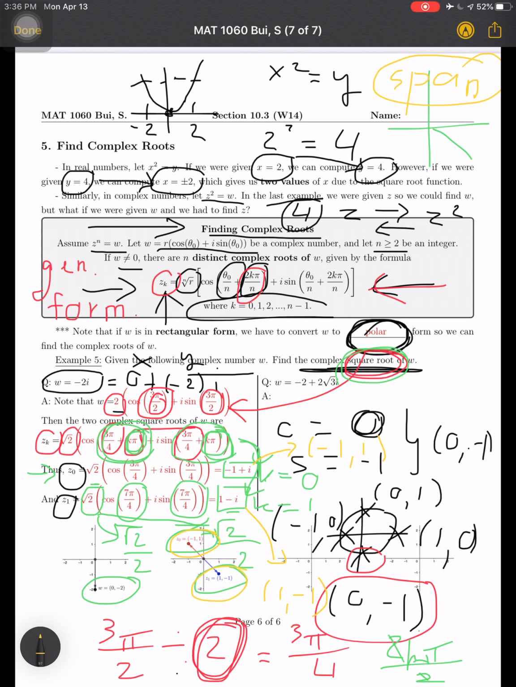And as for a try problem in this example, I want you guys to try this problem in here. And after that, I want you guys to draw two diagrams in here. The first one is for W, and for the other diagram, I want you guys to draw the picture of Z0 and Z1, okay? So please let me know if that works, okay?